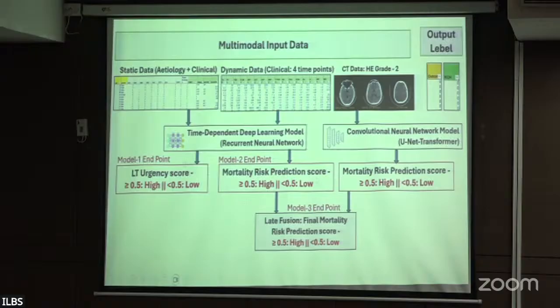And these two models were then fused. Fused means the prediction score was a weighted average of these two models. Fusion can be at this stage, when both prediction probabilities are available, then we can have a weighted average. Or from the beginning, we could have input all the data together.